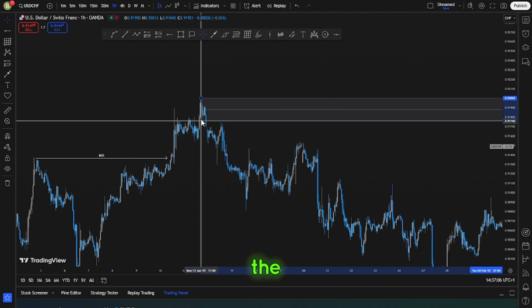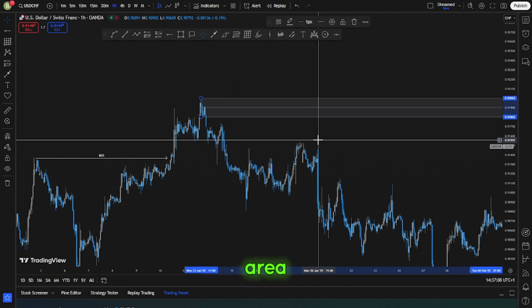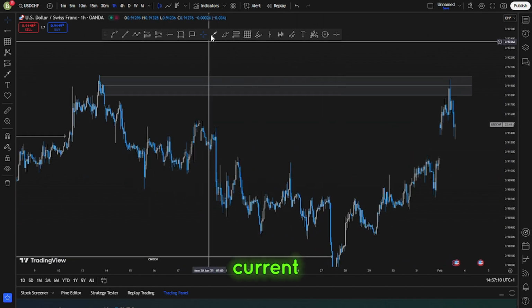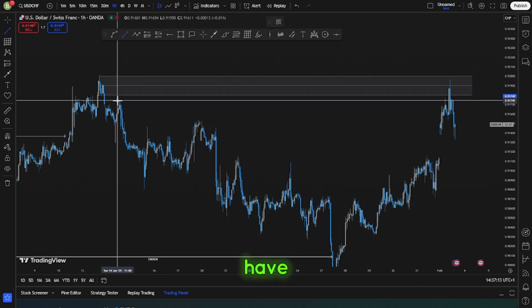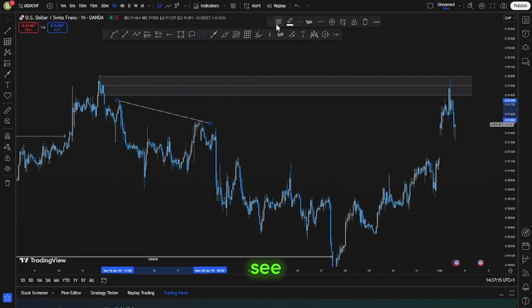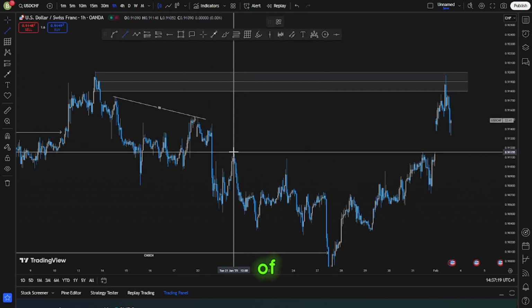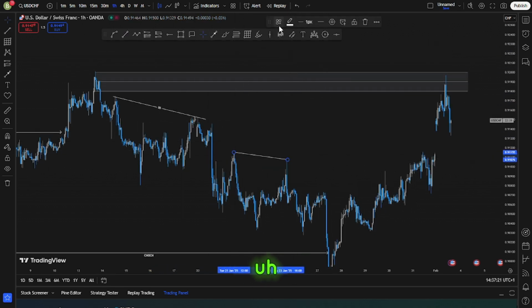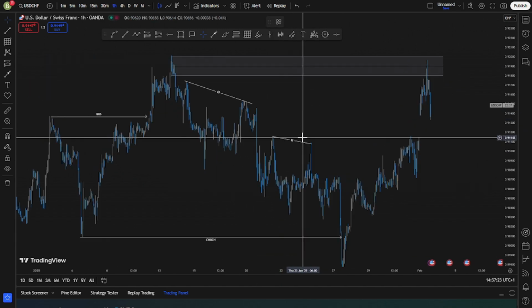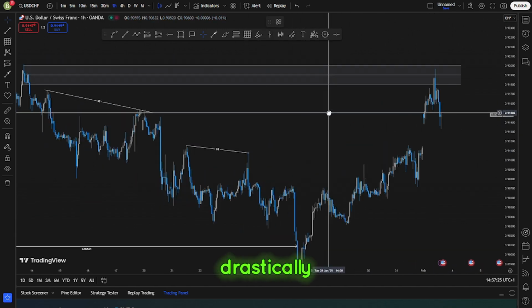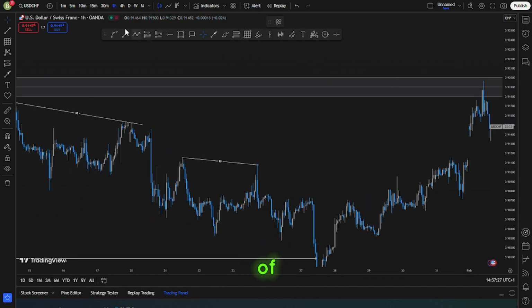So I'm gonna remove the daily supply area so that we can focus on the current supply here, and then we also have liquidity here, as you can see around this point, and then we had multiple areas of liquidity that needed to be taken out, as you can see here. So that is why the market drastically pushed up into this area of supply.